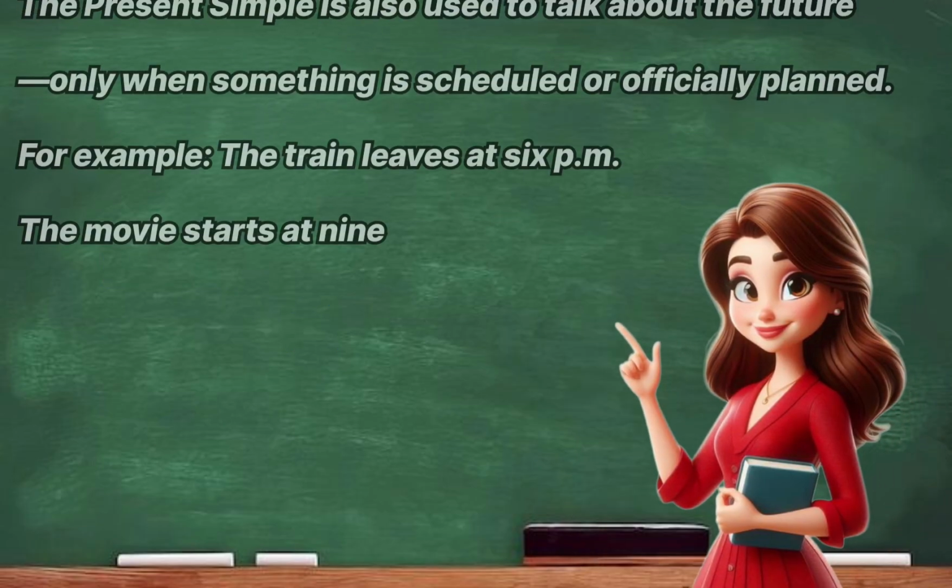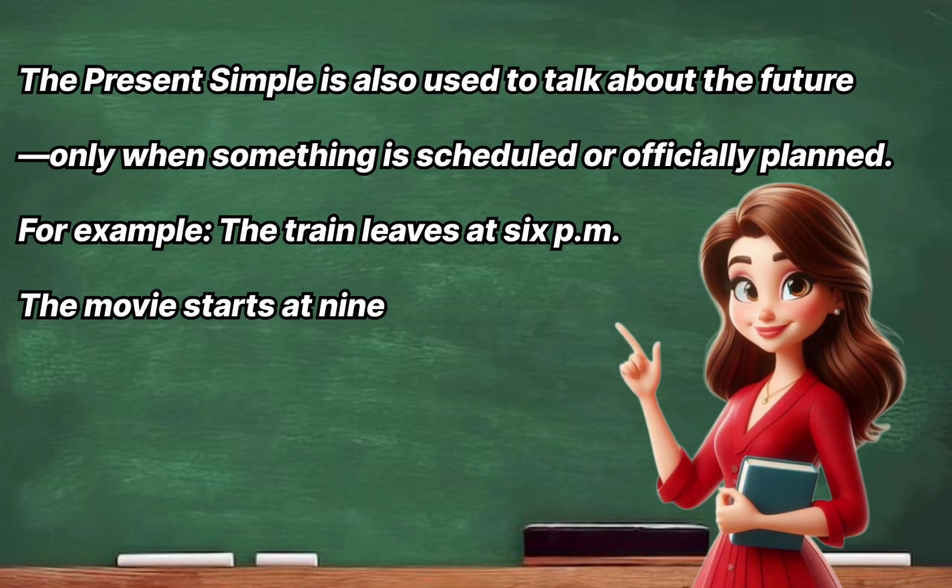The present simple is also used to talk about the future, only when something is scheduled or officially planned. For example, the train leaves at 6 p.m. The movie starts at 9.